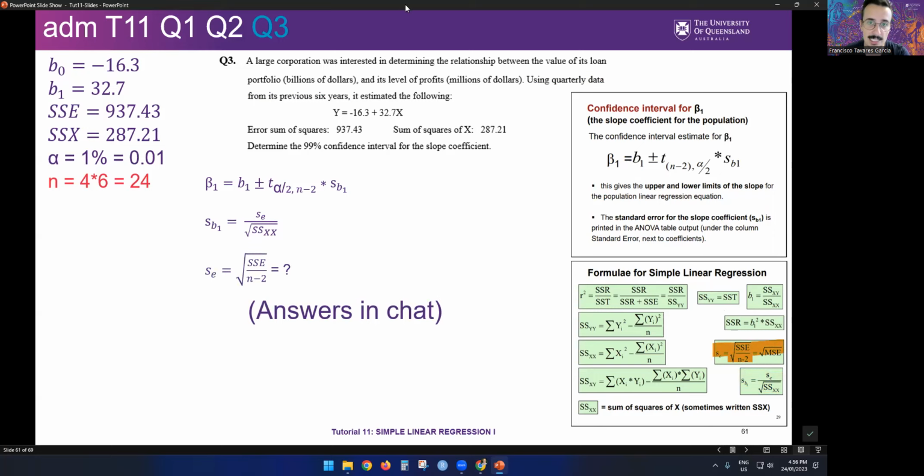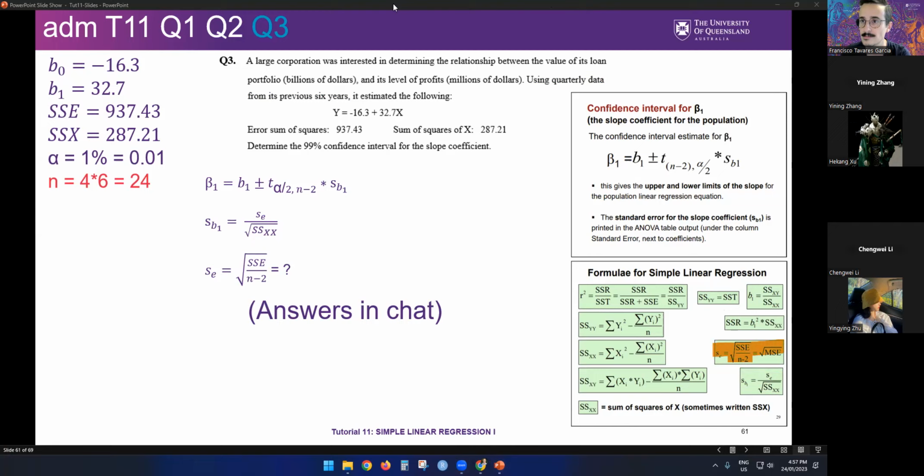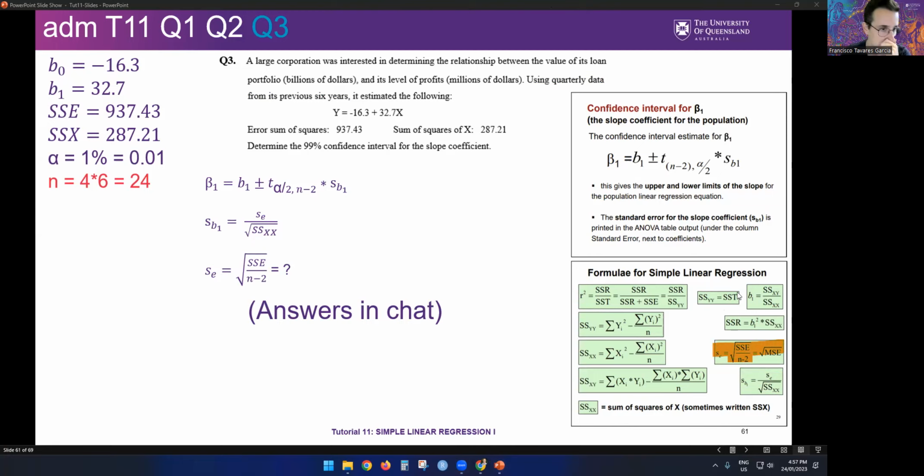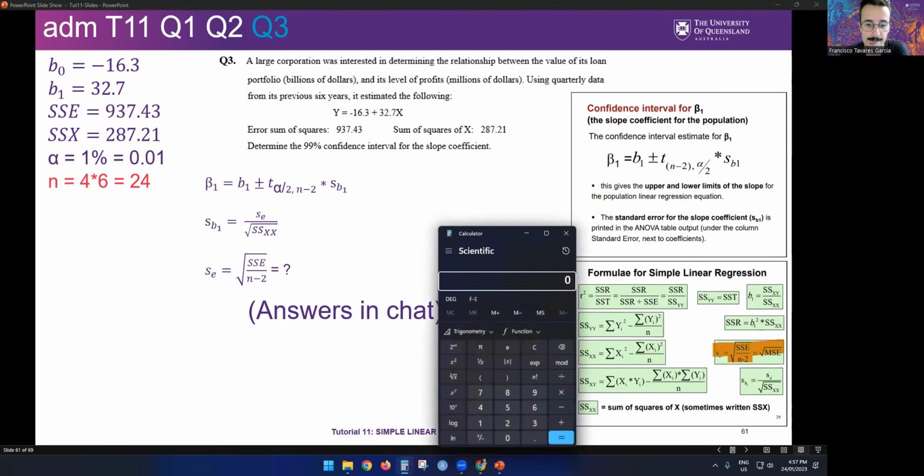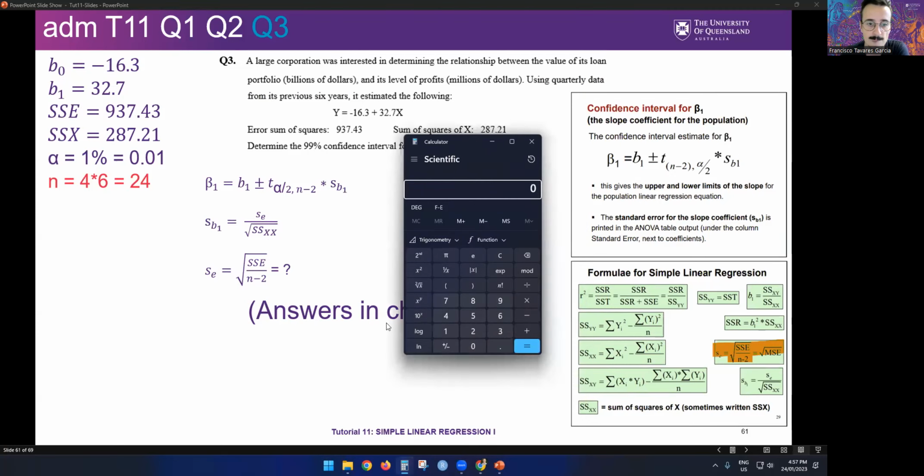So can I please have it in the chat, this value here? It's a simple calculation. Now you have everything to calculate the standard error of the estimate. We have SSE and we have n. So can you guys calculate this one here and put it in the chat? The square root of this fraction. And let's go. So I'll start with the division.